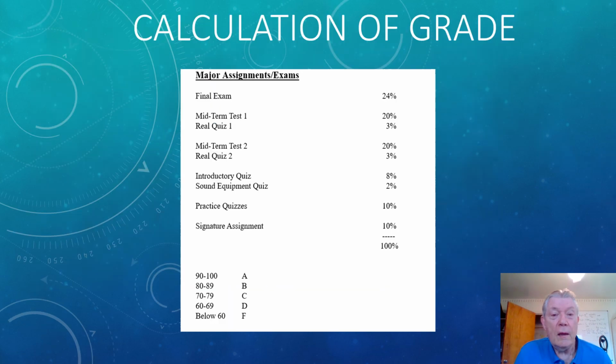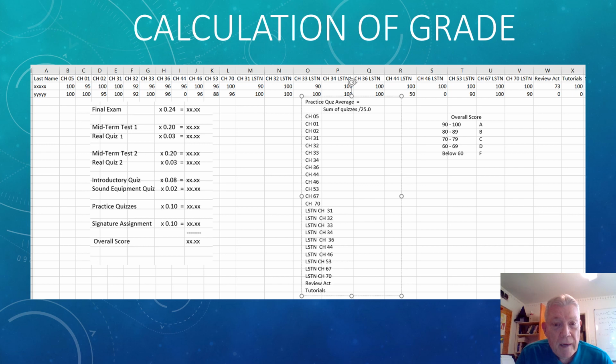Now, the next page, we talk about the calculation of the grade. You can see the final exam is worth 24% of your semester grade. The three big tests obviously are midterm test 1, midterm test 2, and the final exam. And the other quizzes are less important. That practice quiz score is an average. Well, I'll show you more about that on the next slide.